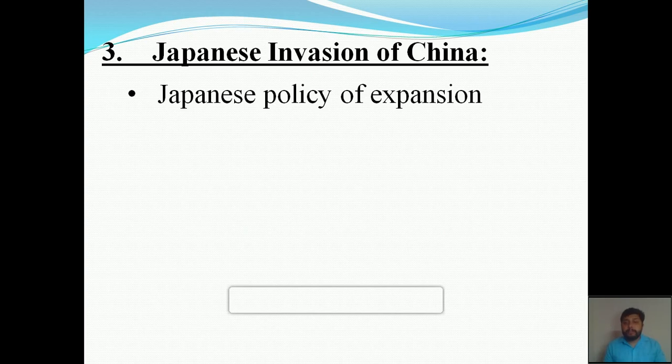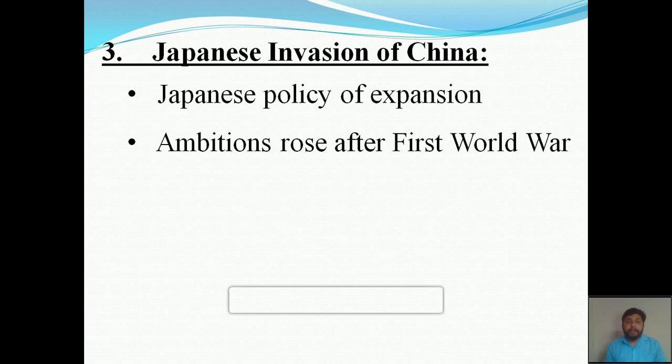Japanese policy of expansion can be considered as another important reason behind the emergence of the Second World War. After the First World War, all the different countries faced a lot of problems due to the destruction of the First World War. So many countries lost a huge number of population, and it affected their economic growth and their production of different products. And in different fields they have faced a lot of problems.